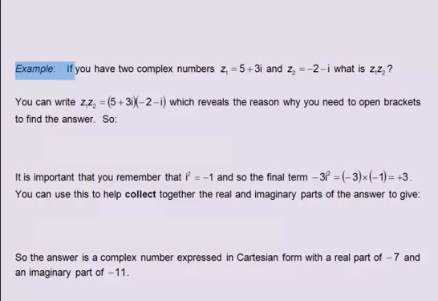Example: if you have two complex numbers, z1 equals 5 plus 3i and z2 equals minus 2 minus i, what is z1 multiplied by z2?